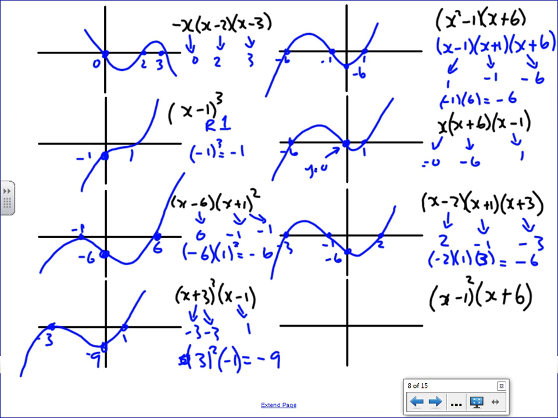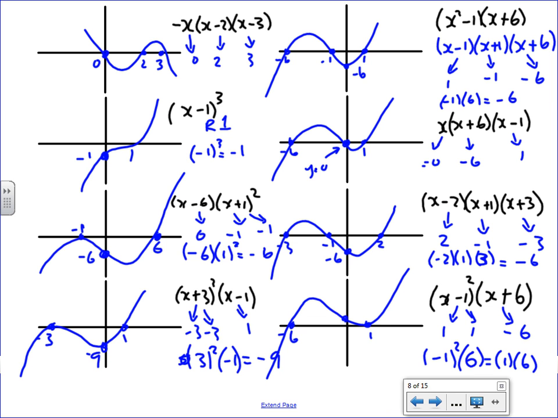So there's minus 6. And last one, we've got 1 twice and minus 6. So we've got double root at 1, single root at minus 6. So we're going to slice through the minus 6, turn, and just touch the 1, and then go off, positive cubic. And y-intercept when x is 0, minus 1 squared times 6 would be 1 times 6, which is 6. Done.